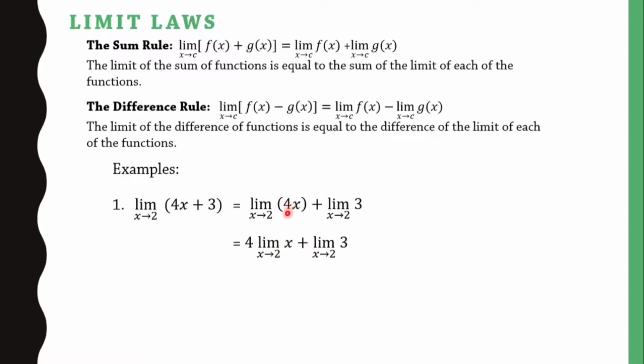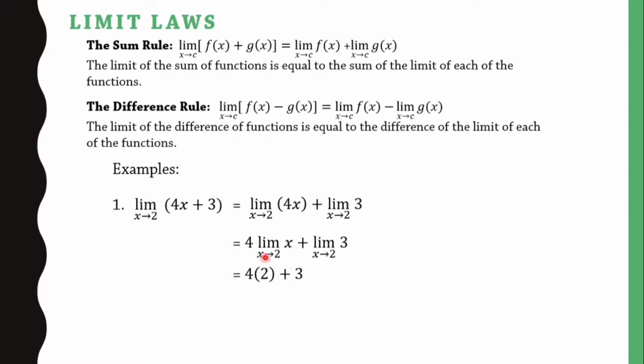So we separate 4x and 3. That's 4 times the limit of x as x approaches 2, plus the limit of 3 as x approaches 2. Now, take note that the limit of x as x approaches 2 is simply 2 using the identity rule. Then we multiply by our constant multiple, which is 4, plus the limit of 3 as x approaches 2 using the constant rule. Okay, our limit should be 3.